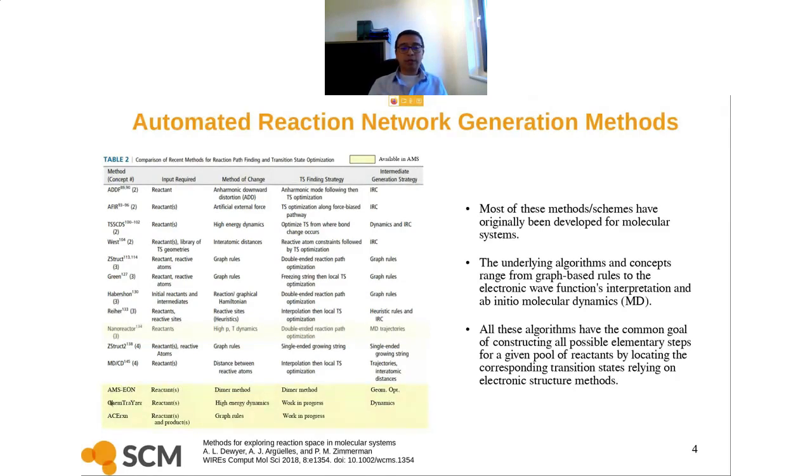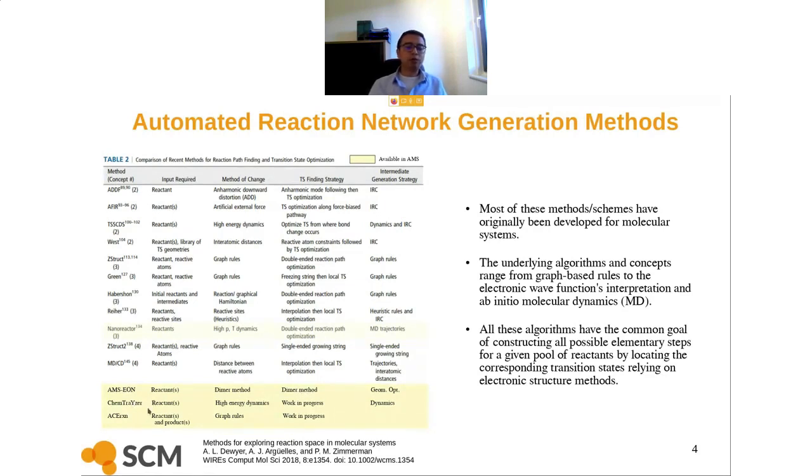So in our case, I include, as I said, these three. AMS-EON is one of the options that we have in our suite to create these networks. For that, we need the reactants, and the method to explore the system is the dimer method. And also the way to discover the transition state is the dimer method.